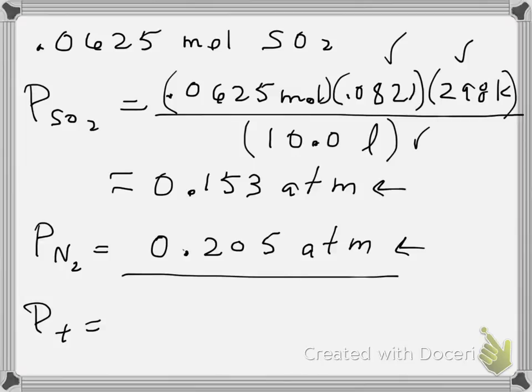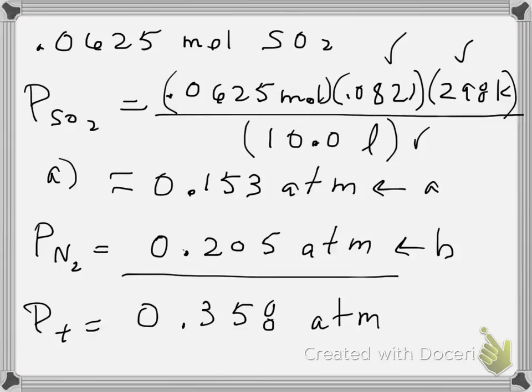So then this is the answer to A, right? This would be B, and then put the A here, and then the total is just going to be the sum of those two pressures. So that's 0.358 atmospheres in the 10-liter container. And notice that it didn't matter what the volumes and temperatures were of the original containers, because they were being transferred into a 10-liter container at 25 degrees Celsius.